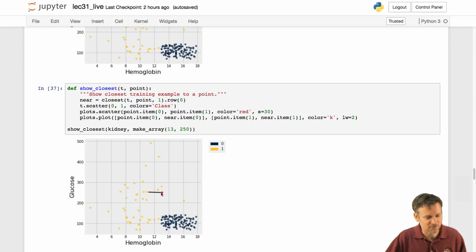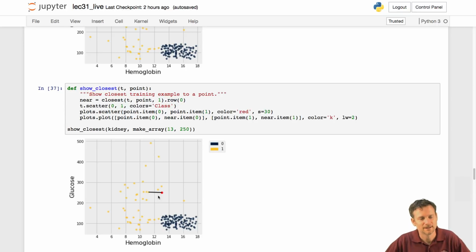The correct answer for the nearest point is actually all the way over here to the left. Why is that? Well, the nearest point is the one where the distance is the smallest. But remember how we compute the distance.